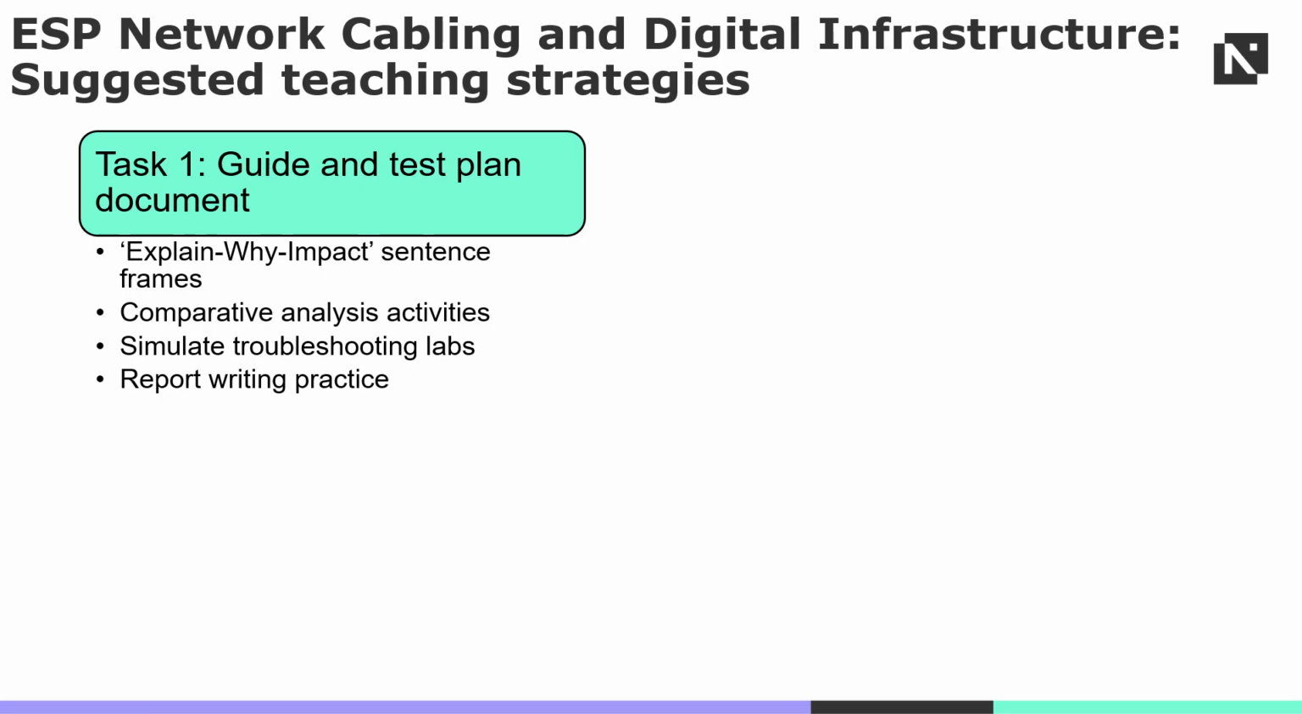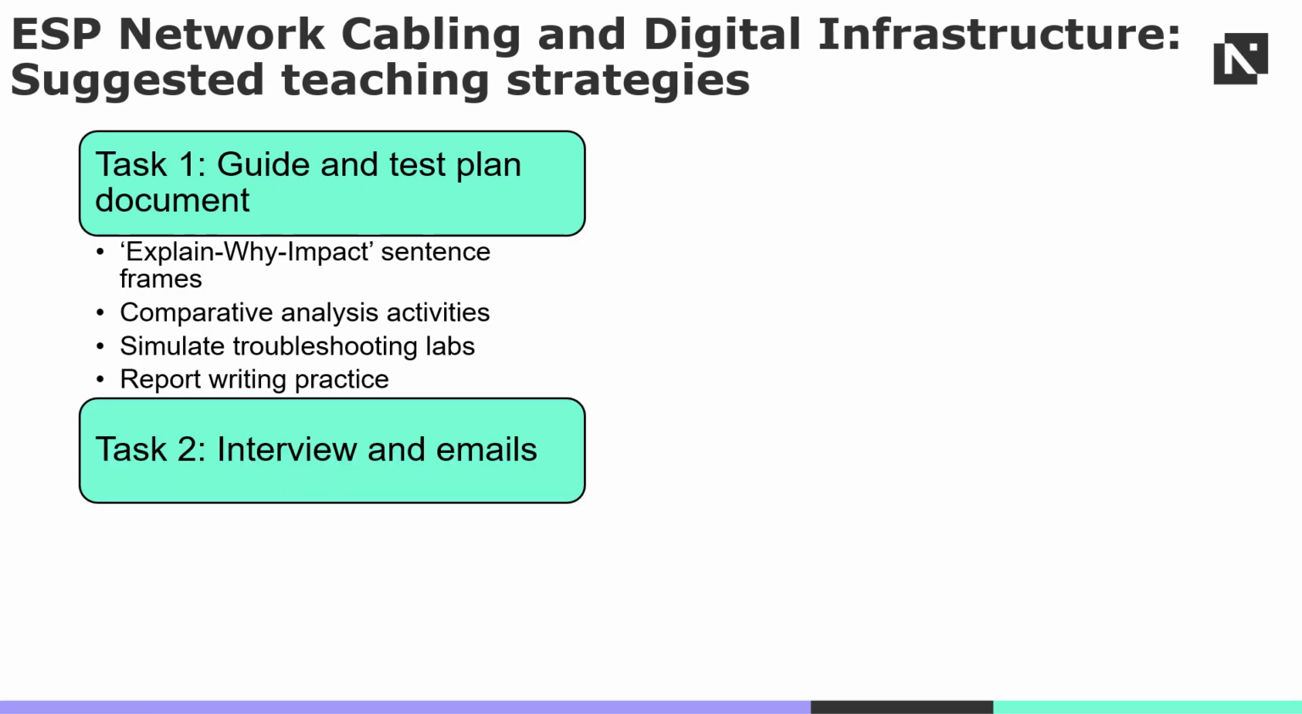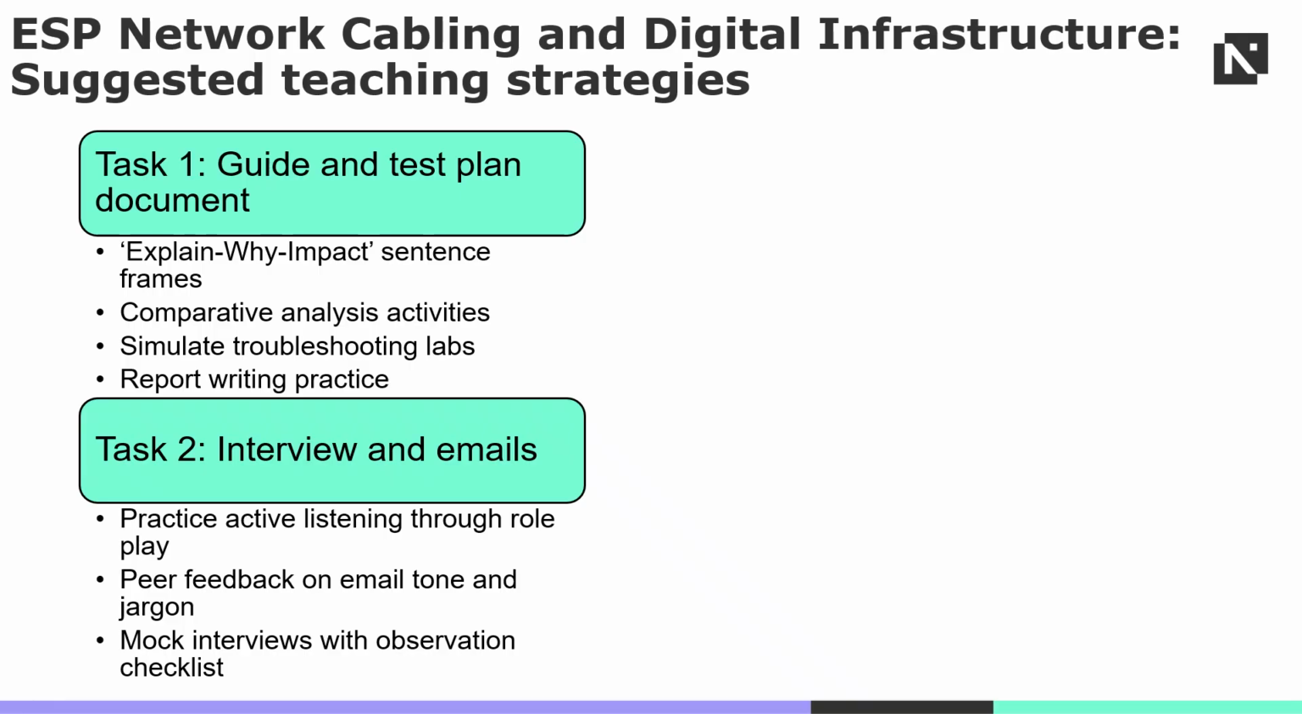Practice technical report writing by using annotated exemplars, so provide model step-by-step guides highlighting where justification can earn higher marks. In task 2, promote active listening through role-play adaptive interviews, where students practice rephrasing, paraphrasing and asking follow-up questions based on responses. Ensure communication clarity by getting peer feedback on tone and jargon, swap technical and non-technical emails, and peers highlight confusing terms. And use mock interviews with observation checklists so that students can assess each other on tone, adaptability and clarity.